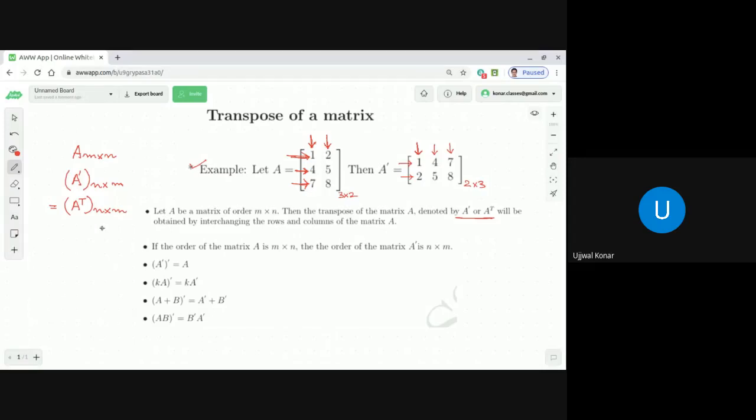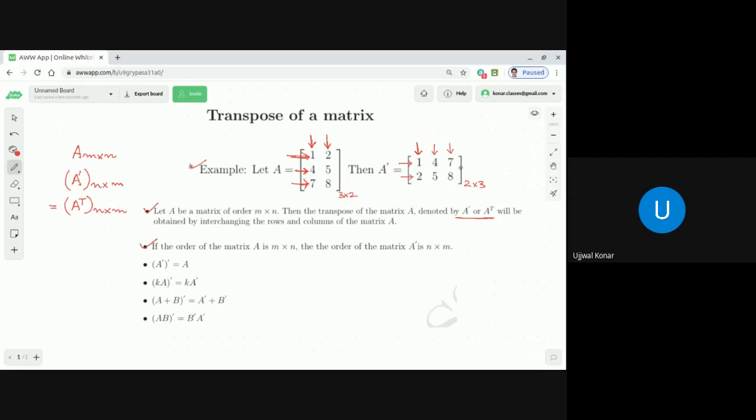So the second property, actually it is the first property. First one is the definition. Then its property is that if the order of the matrix A is m by n, then the order of the matrix A prime, that is the transpose of A, is n by m. And obviously, dear student, if you transpose the transpose of a matrix, you get the original matrix, isn't it?